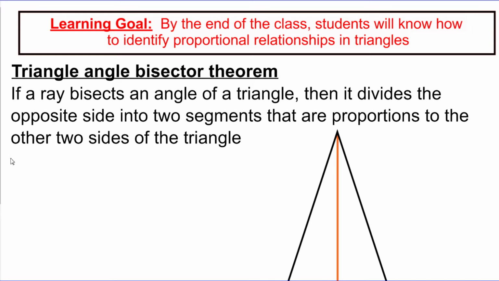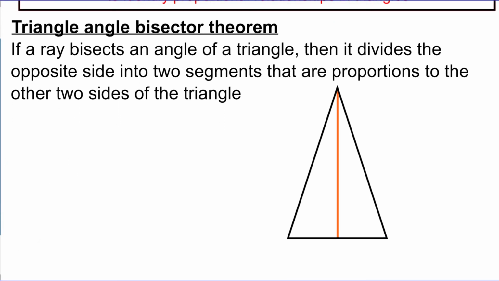So what this is claiming is that if I draw a ray in any triangle, and that ray is a bisector, then we're going to end up with proportional parts looking at all of the other segments that are in the triangle. So I, again, pre-drew my picture. The orange line is an angle bisector, so that means that I know that these two angles at the top are equal to each other.